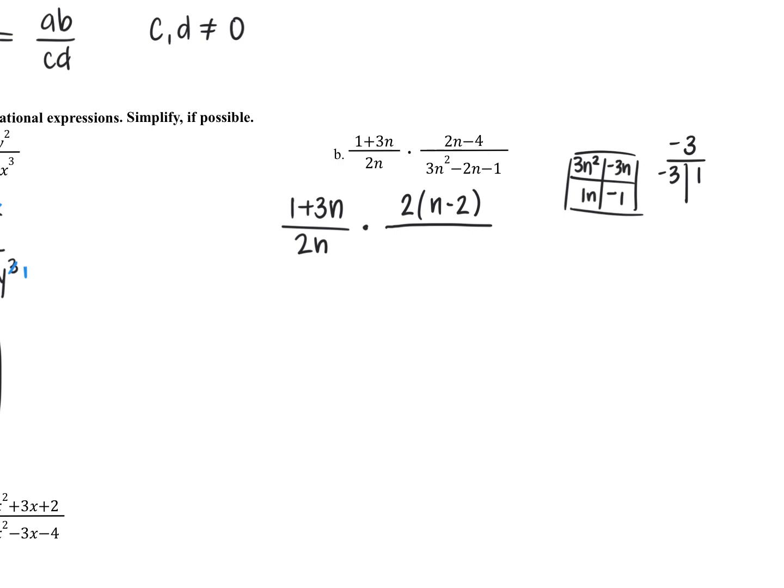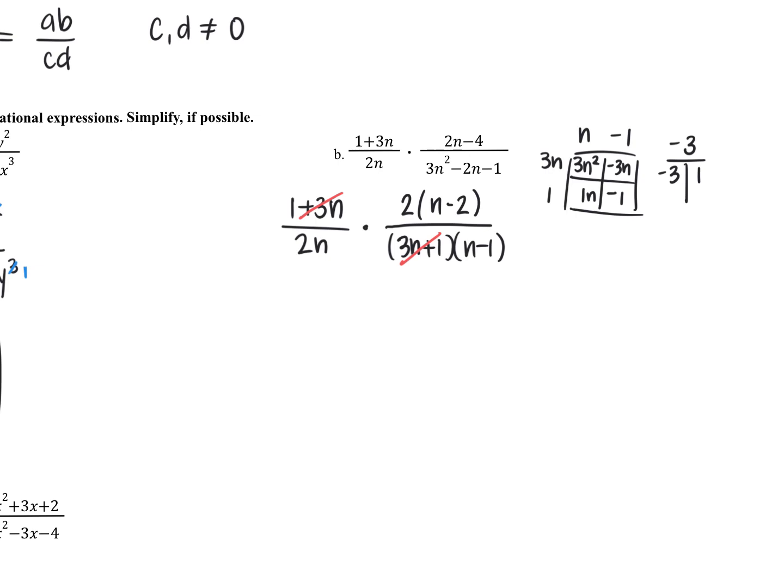So 3n squared and negative 3n have a GCF of 3n. 1n and negative 1 have a GCF of 1. 3n squared and 1n have a GCF of n. And then negative 3n and negative 1 have a GCF of negative 1. So my denominator is now 3n plus 1 times n minus 1. So now I look for anything that I can cancel. Now, 1 plus 3n and 3n plus 1 are the same thing because the order of addition doesn't matter. So those are going to cancel.